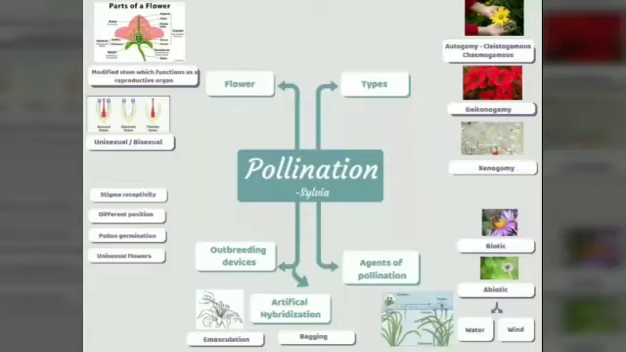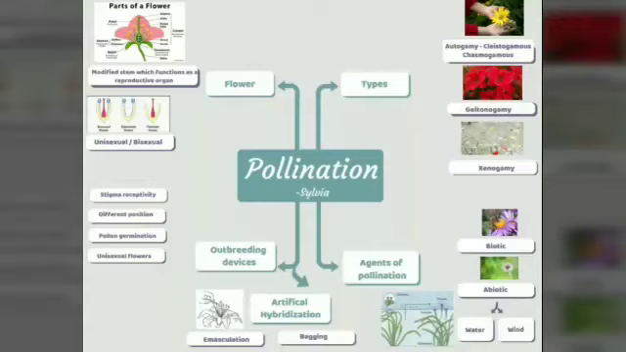There are two types of flowers, unisexual and bisexual flowers. Bisexual or perfect flowers have both male and female reproductive structures. The male reproductive structure is called the androecium and the female reproductive structure is called the gynoecium. Unisexual flowers have a reproductive structure that is either functionally male or functionally female. In angiosperms, this condition is called imperfect or incomplete.